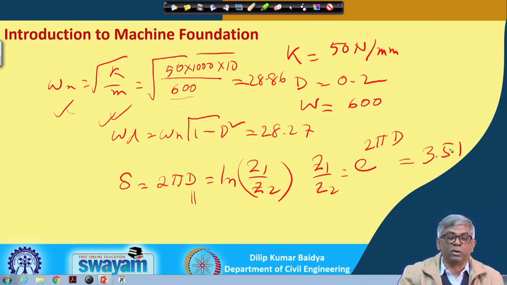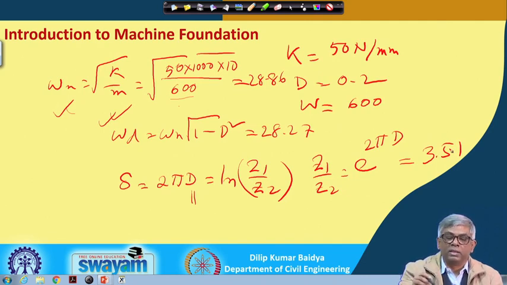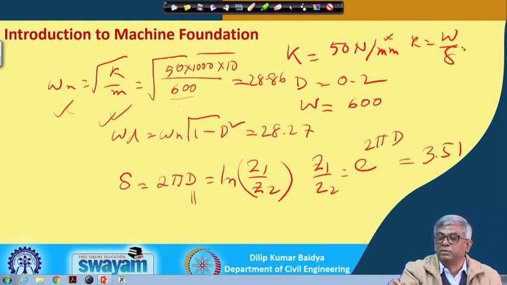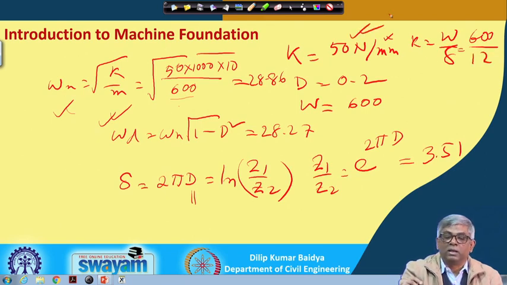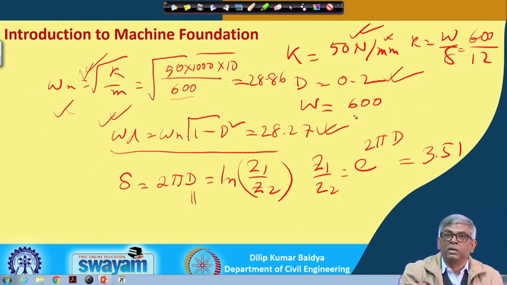That means, in that problem where a 600 Newton weight is hanging from a spring and the spring stiffness is not given, instead the deflection when you hang the weight is mentioned as 12 millimeters. From there I got K equal to W by delta, 600 over 12. Then once K and M are known, we can find omega n, and damping also is given as 0.2, then omega d I can find out.